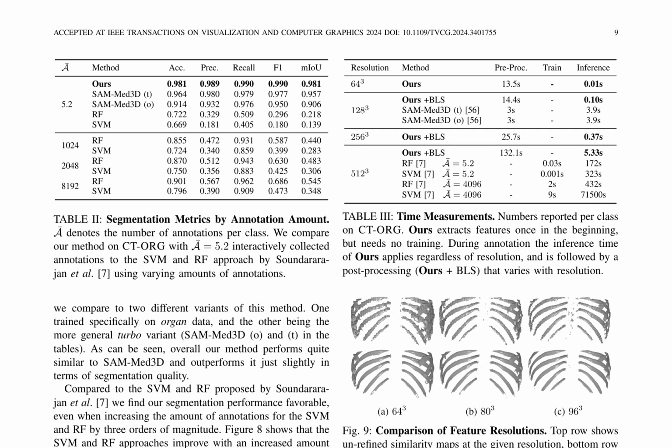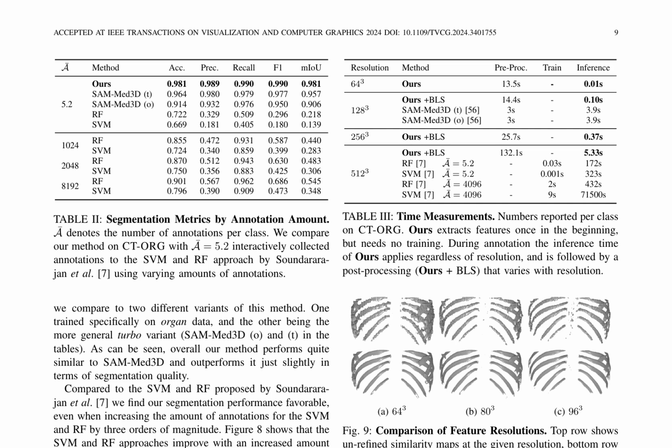The authors conduct a comprehensive comparison of their method with existing approaches, focusing on segmentation metrics, annotation amount, and computational efficiency. Their method achieves superior performance, with an accuracy of 0.981, precision of 0.989, recall of 0.990, F1 score of 0.990, and mean intersection over union, MIOU, of 0.981, outperforming SAM-MED 3D, random forests, and support vector machines.